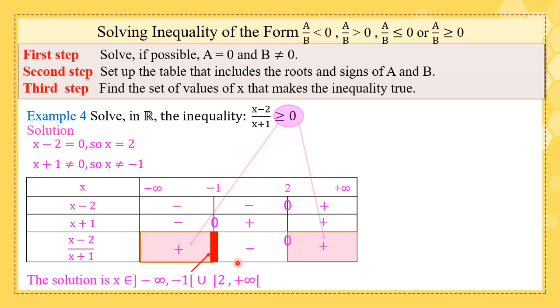So the solution is x belongs to minus infinity, minus 1, where minus 1 is open, not in the domain, it's shaded, and union 2, plus infinity, where 2 is included. We have a closed interval at 2 since it's 0 at 2 and we have greater than or equal to 0.